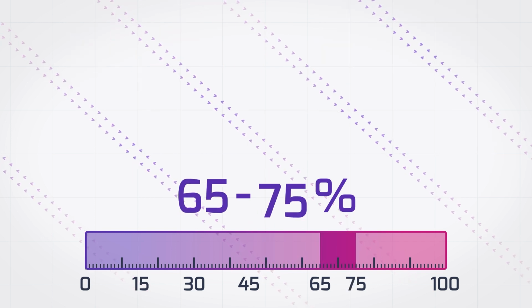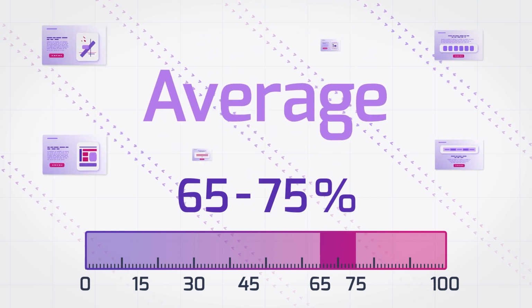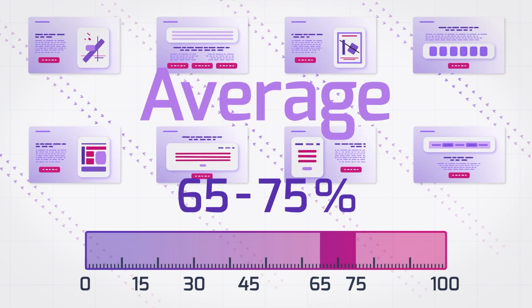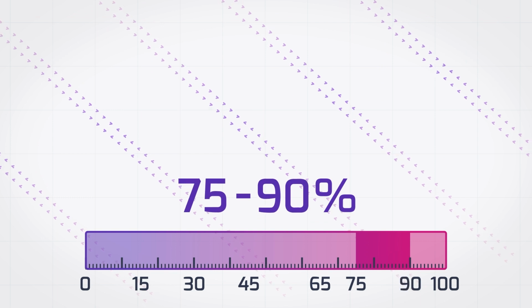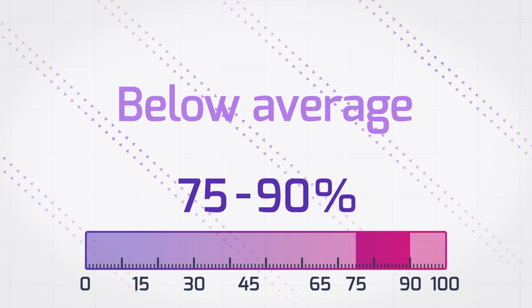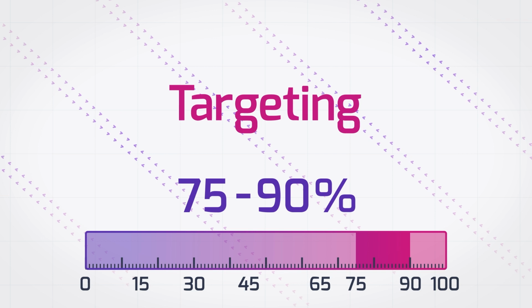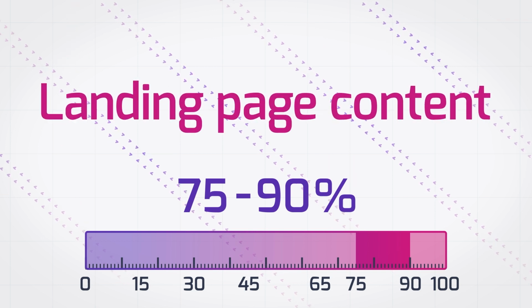Between 65 and 75% is average. Most landing pages will fall in that range. Between 75 and 90% is below average. This is where you absolutely need to check your targeting, ad copy, and landing page content.